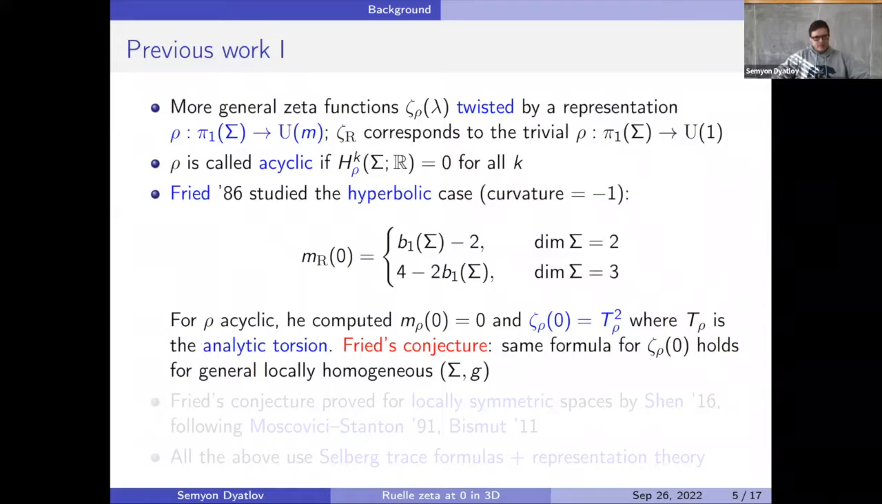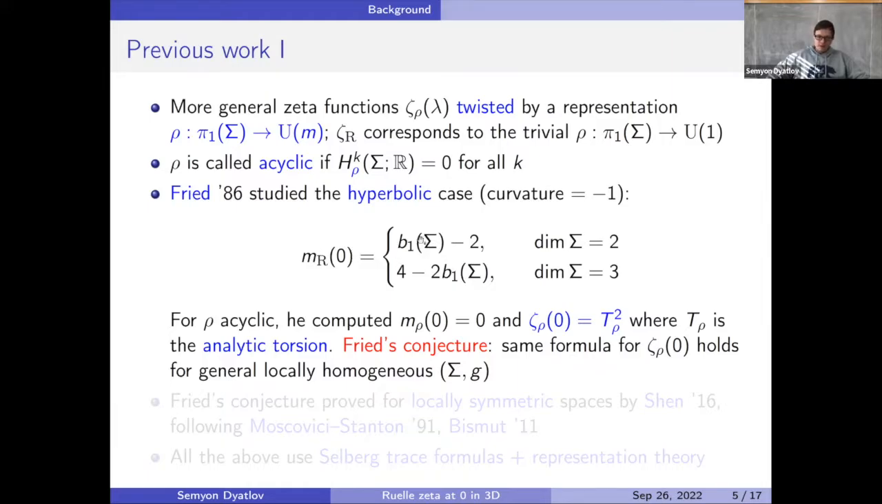But then maybe one of the earliest works on the understanding of the singularity of the Ruelle zeta function at 0 was in the hyperbolic case. So that was done by Fried in the paper already mentioned. In particular, in dimension 2 and 3, he computed, I mean, he did it in all dimensions, but here are the results in dimension 2 and 3, how you compute the order of vanishing.